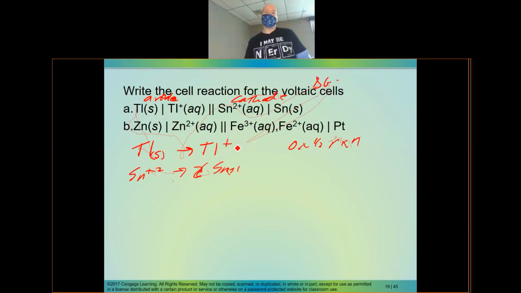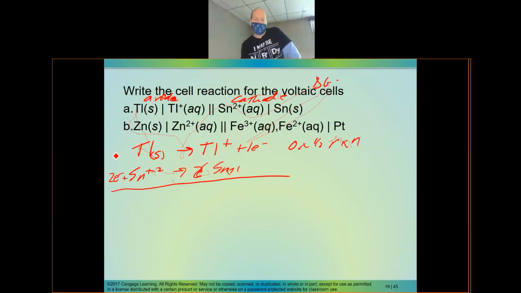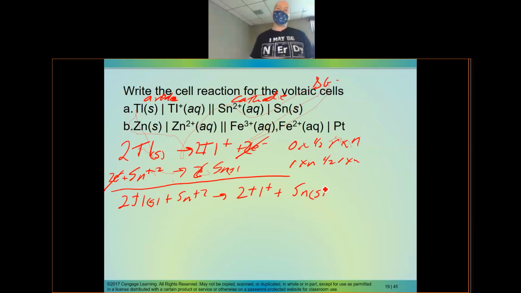All right, and so to balance this, we need 1 electron. To balance this, we need 2 electrons. So we'd have to multiply this through by 2 so that 2 electrons lost equal the 2 electrons gained, and so that they are subtracted from both sides and they cancel each other out. All right, and so then you bring it down. 2Tl solid plus Sn+2 yields 2Tl+ and Sn solid. So that is your overall reaction.